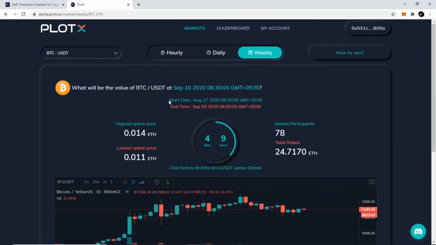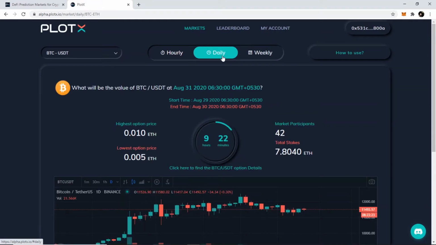So the starting time of this market is on August 27th, 2020, 6:30 AM in the morning in this particular time zone. The end time, which is the time by which participants can make their prediction in this market, is 1 week after the start time, that is till September 3rd, 2020, 6:30 AM in the morning. And the market will close 1 week after the end time, that is on September 10th, 2020 at 6:30 AM in the morning. What you will observe is the time between the market closing time and the market start time is twice the amount of time that is given in the cycle.